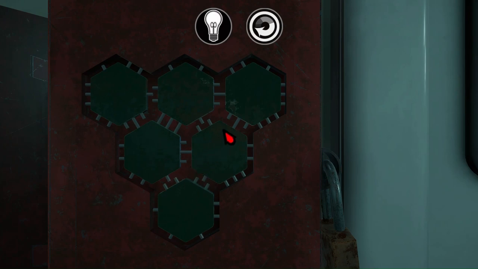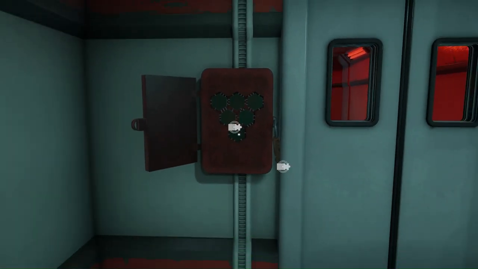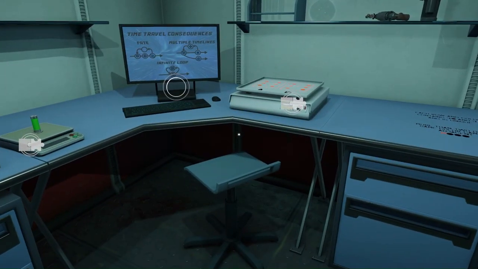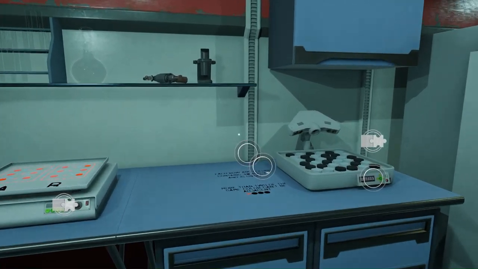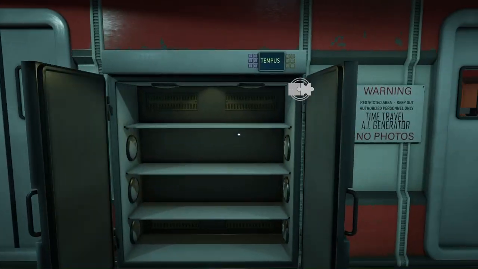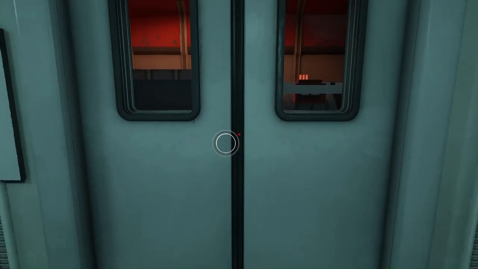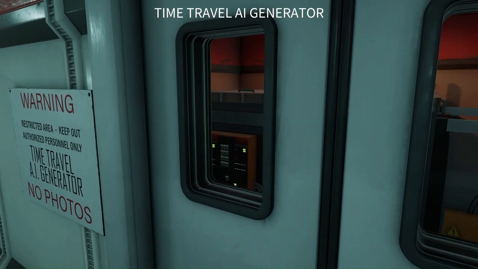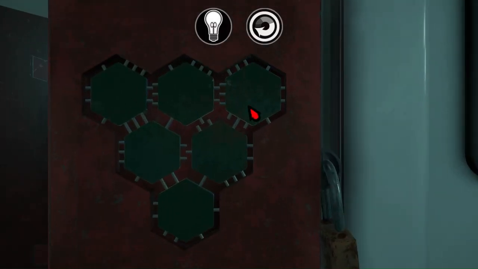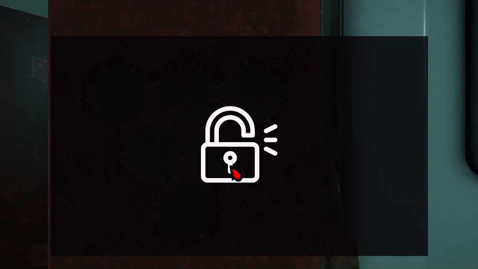If I just click restart. I got nothing. I really don't have anything. I have a feeling it has to have something to do with this, but I've no idea. Got nothing. I'm hinting up if I've nothing.